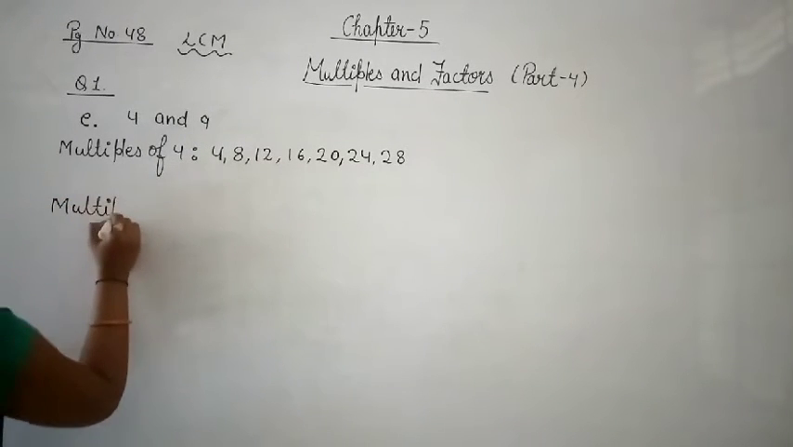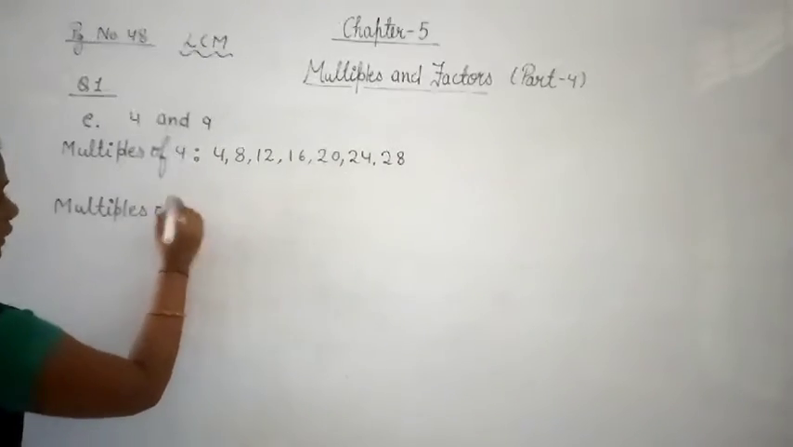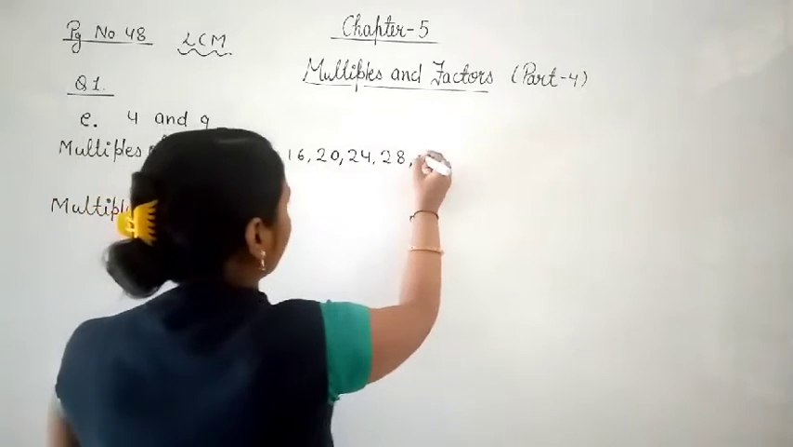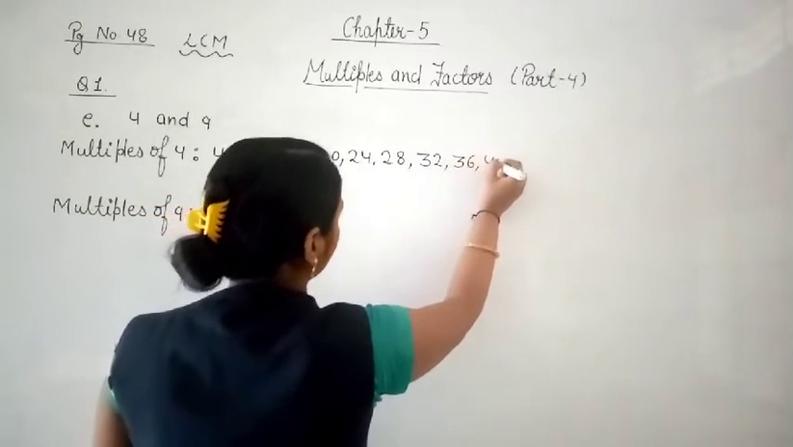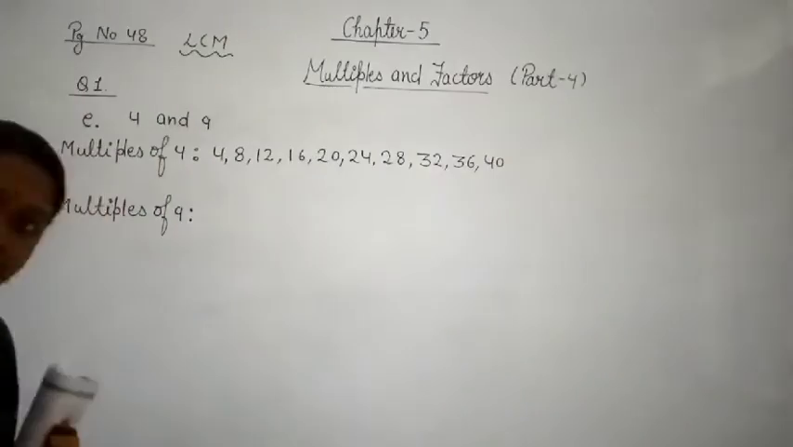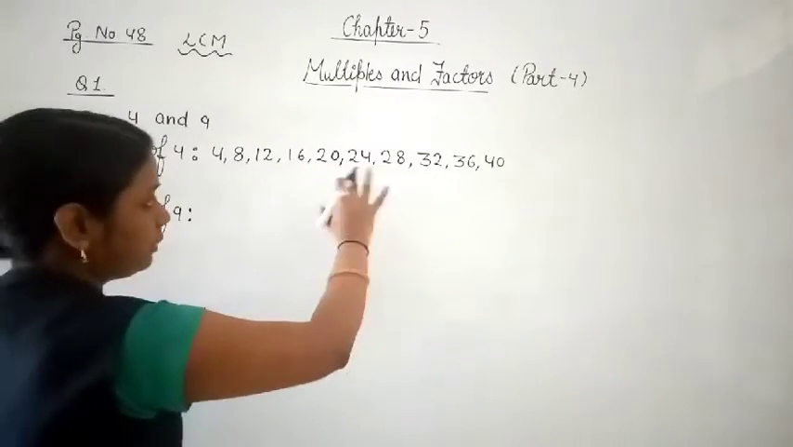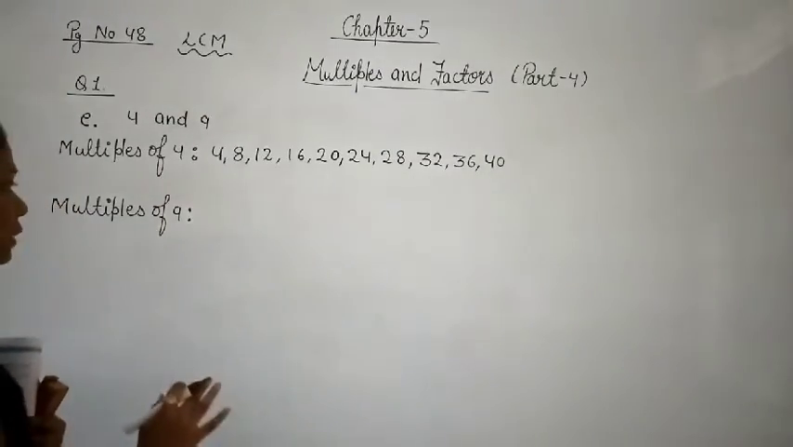Now look over here. Multiples of 9. Let us first complete it till 10. 4 sevens are 28, 4 eights are 32, 4 nines are 36 and 4 tens are 40. Till 10 multiples of any number we can write easily. So I have written 10 multiples.